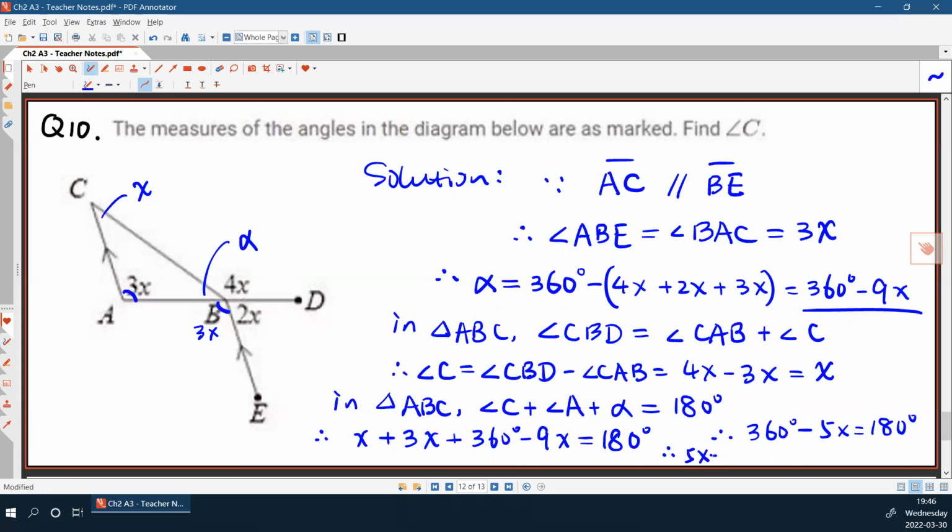Therefore, 5x equals 180 degrees. Therefore, we can solve x is just 36 degrees, right? Therefore, angle C is 36 degrees. You follow me? Okay, have a look at this question and let me know if you finish.